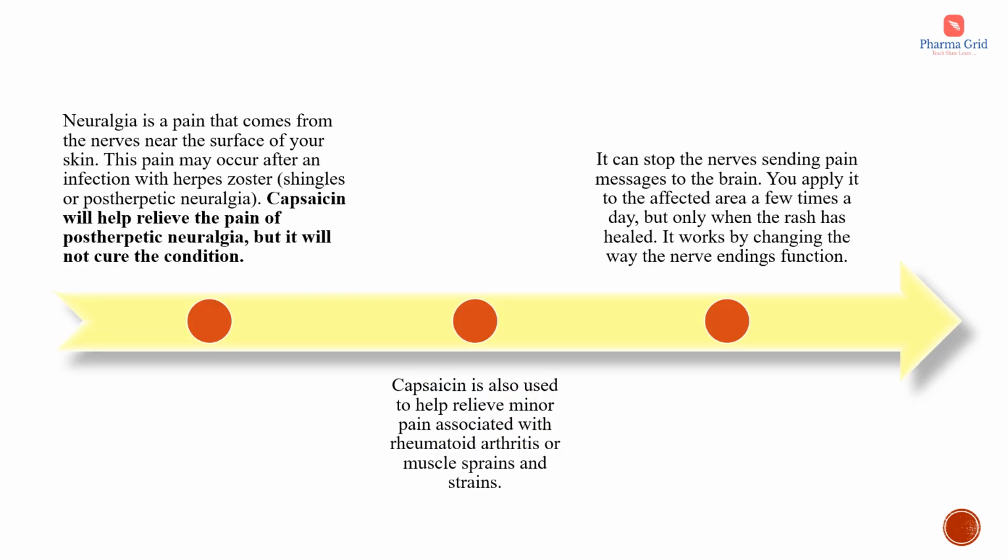Neuralgia is a pain that comes from the nerves near the surface of your skin. This pain may occur after an infection with herpes zoster, also known as shingles, or post-herpetic neuralgia. Capsaicin will help relieve the pain of post-herpetic neuralgia, but it will not cure the condition. It can stop the nerves sending pain messages to the brain. You can apply it to the affected area a few times a day, but only when the rash has healed. It works by changing the way the nerve endings function. Capsaicin is also used to help relieve minor pain associated with rheumatoid arthritis or muscle sprains and strains.